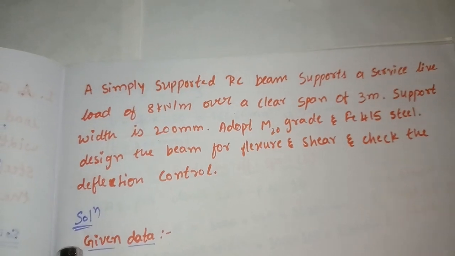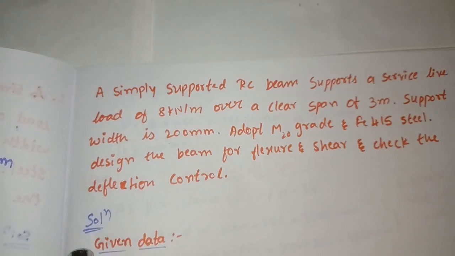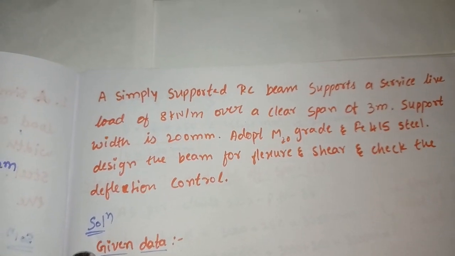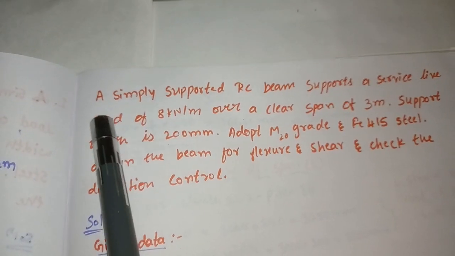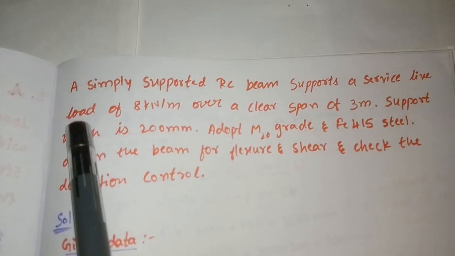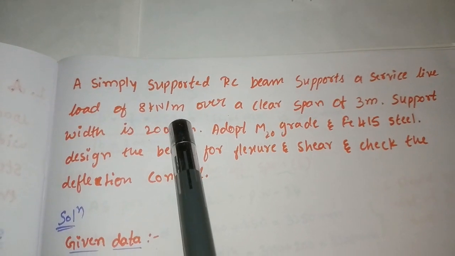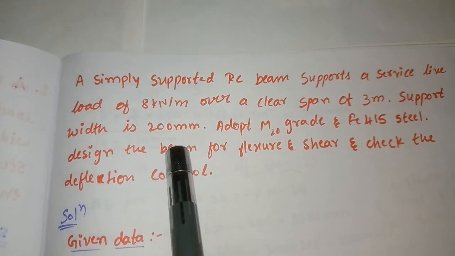In this video, we are going to design the singly reinforced beam by using the IS 456 2000 code book rule. And the problem is, the simply supported RC beam supports a service live load of 8 kN per meter over a clear span of 3 meter. Support width is 200 mm.